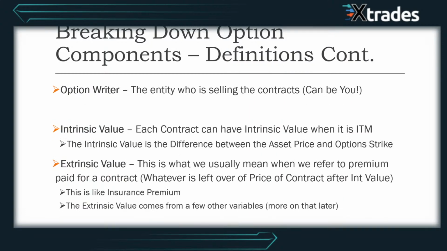So an option writer is the person who's selling the contracts. And with the credit spread that we're talking about today, we are selling contracts, but we're also buying. That's why it's a spread. Okay, so the intrinsic value of a contract is any value that is in the money. That's usually the difference between the asset price and the option strike. And extrinsic value is the extra premium that you're paying for a contract. And usually we're dealing a lot with extrinsic value with options.